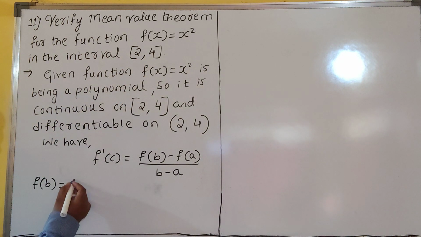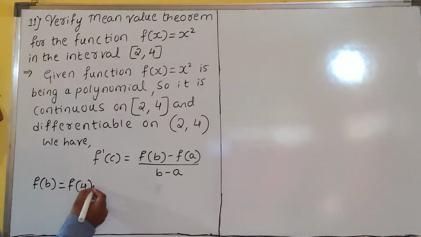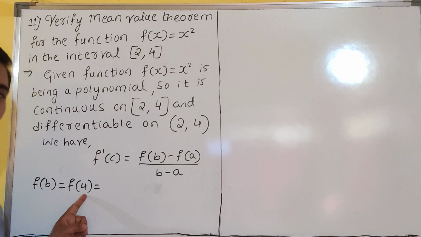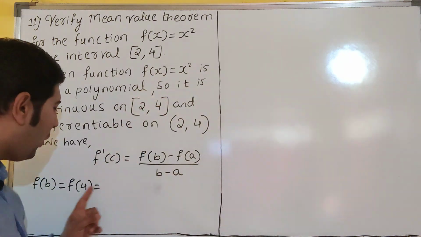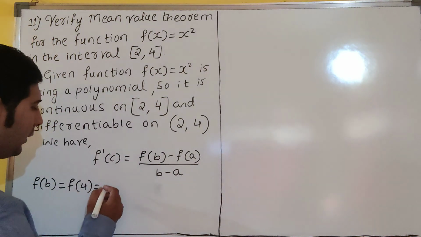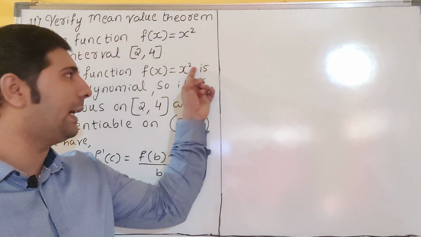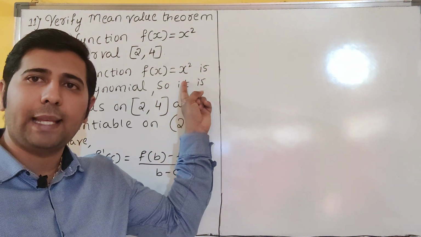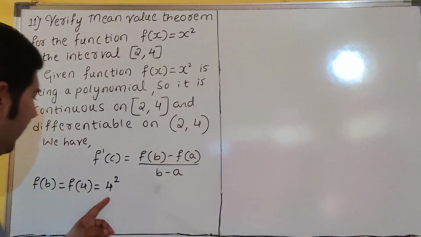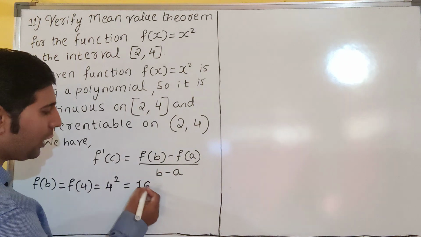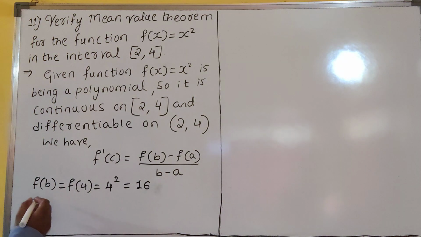So now I can put b value as 4. Compare with f of x. F of x and f of 4. In the place of x, 4 is there. So then I can write it as 4 square. Why did I write 4 square? Here x square is there. I am replacing x by 4, dear students. 4 square is how much? 16. So 16 we can write.